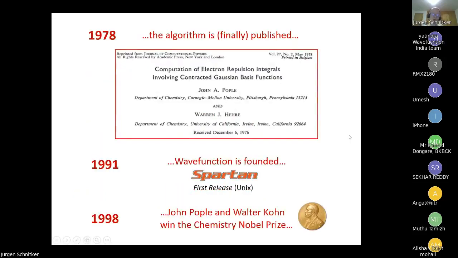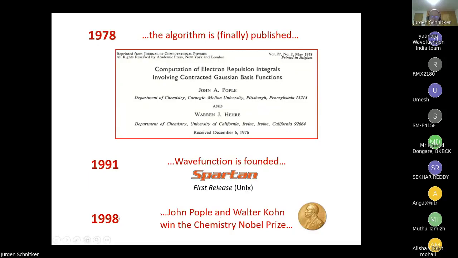And it took quite a while actually for the algorithm to get published, 1978. So this was really a groundbreaking paper that actually documented what was happening in this program. So in 1991, Wave Function was founded. The first release of Spartan appeared. Windows had barely appeared on the scene. This was all even prior to Windows 95. So everything was Unix based.